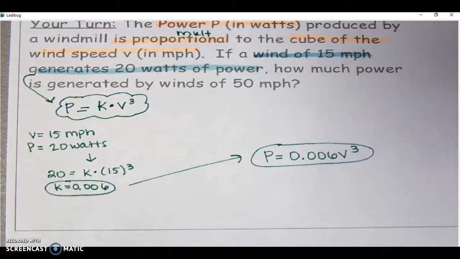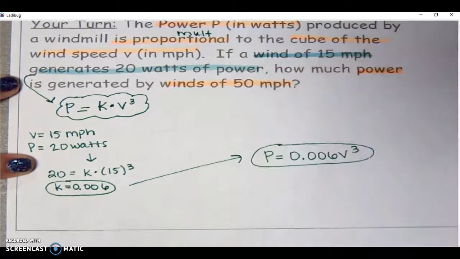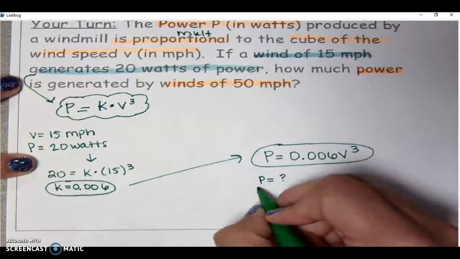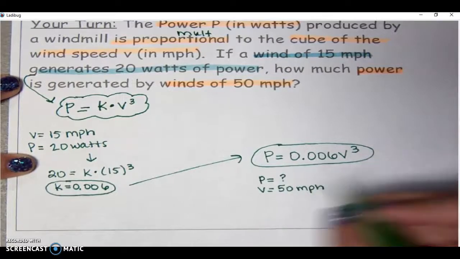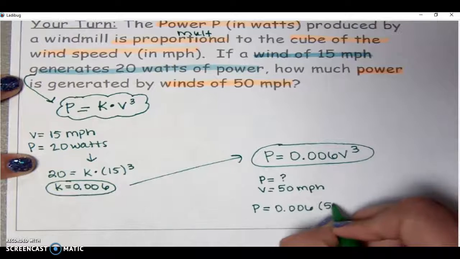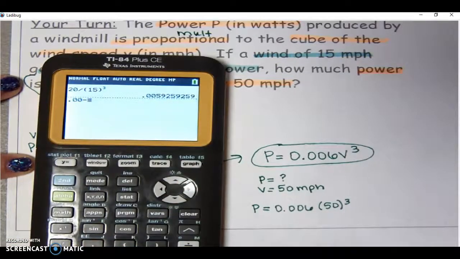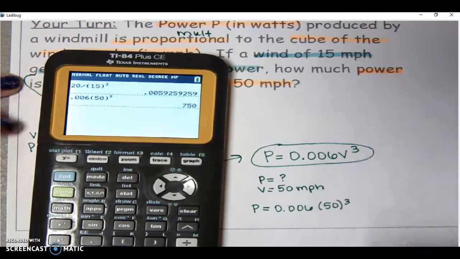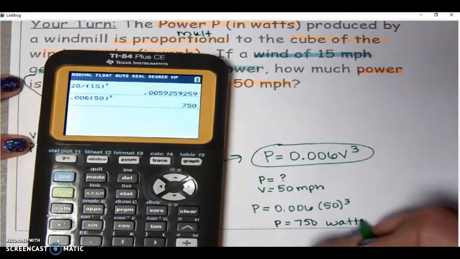Then it says, how much power is generated by winds of 50 miles per hour? So how much power, so P is what we're trying to find, and V is 50 miles per hour. Now we're going to use this equation. We don't know P, but we know V is 50, and we just plug in. We should get the power is 750 watts.